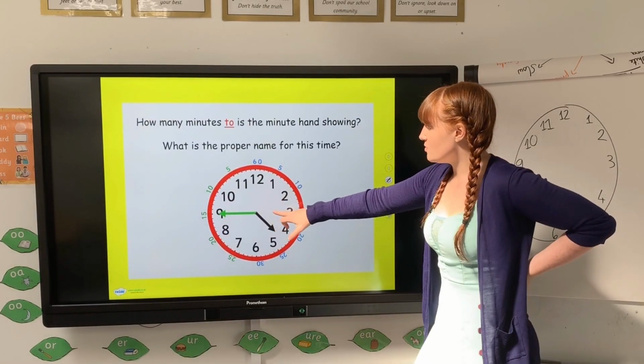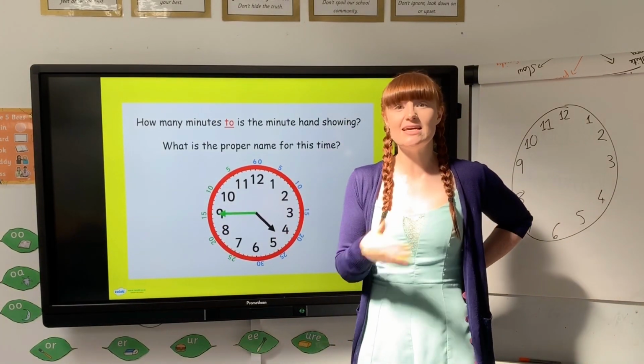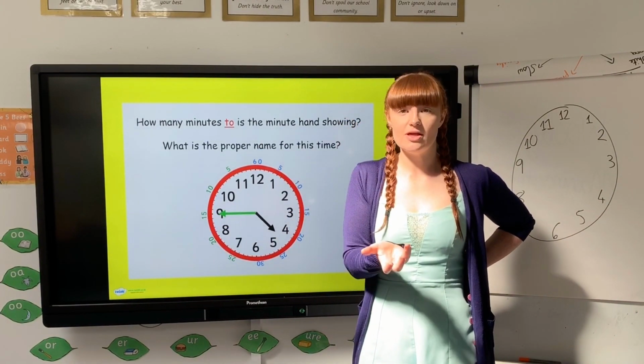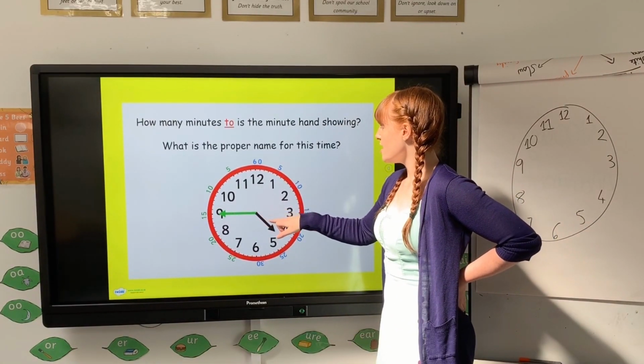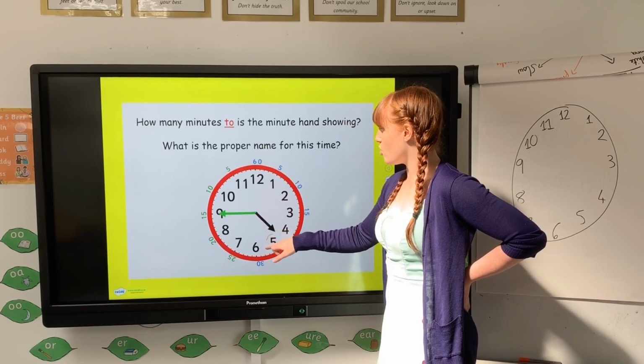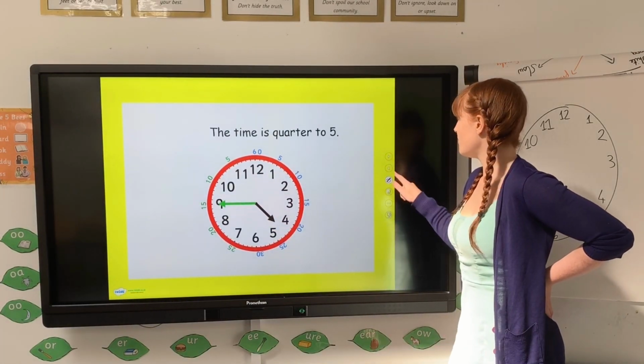Now when we've got these ones, we know that the big hand points towards the 9. Yes, it's 15 minutes till the next hour, but we don't call it that. We call it quarter to. So this one would be quarter to, and the hour hand is just before the 5. So it'd be quarter to 5.